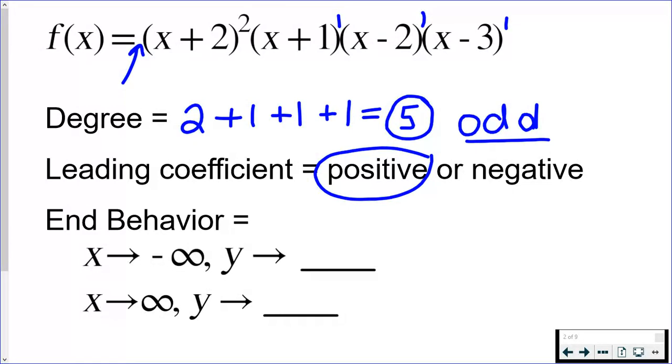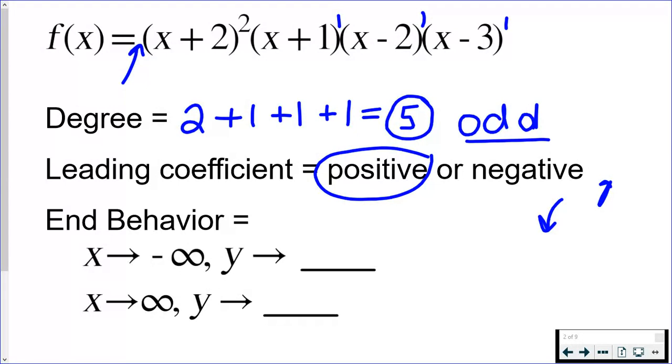If you have an odd degree, the ends of the graph are going to be going in opposite directions. If you had an even degree, they would be going in the same direction, either both up or both down. But since this is odd, they're opposite. Think of it that way. Now, odd positive looks like this. On the left-hand side, your graph is going to be going down. On the right-hand side, your graph is going to be going up.